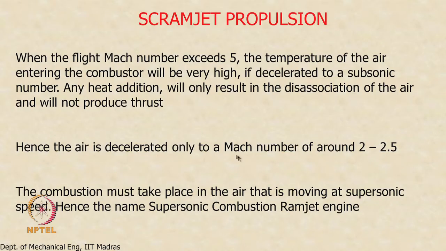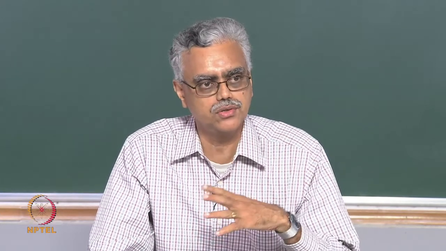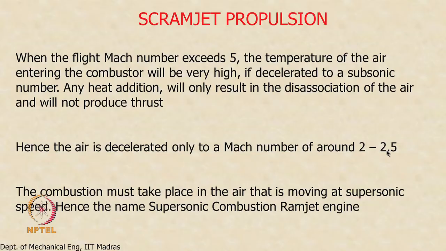So what we do in this case is we decelerate the air not to subsonic Mach numbers, but only to Mach numbers around 2 to 2.5, that is reasonable. The increase in temperature in this case is also reasonable, so there is scope for further increase in enthalpy and temperature, which can be converted to kinetic energy in the nozzle, right. So we decelerate only to Mach numbers around 2 to 2.5. If you do that, the implication is that the combustion should take place in air that is moving at a supersonic speed, okay. And that is where the name supersonic combustion ramjet comes from.